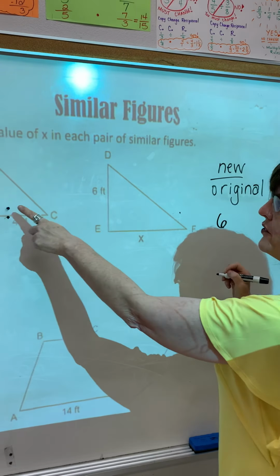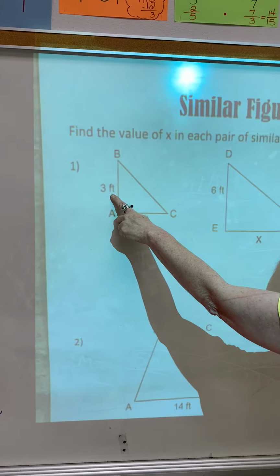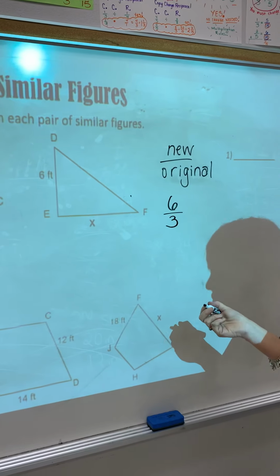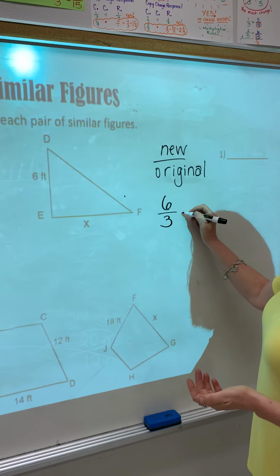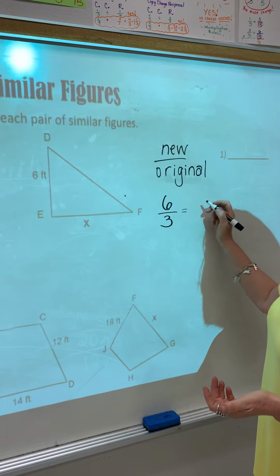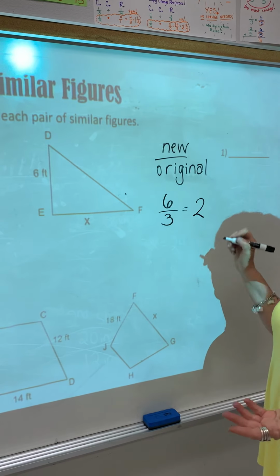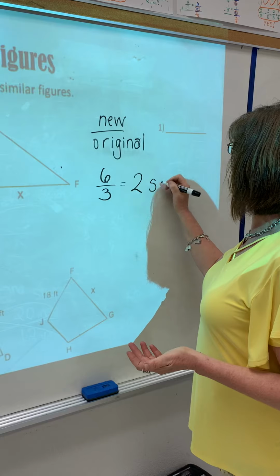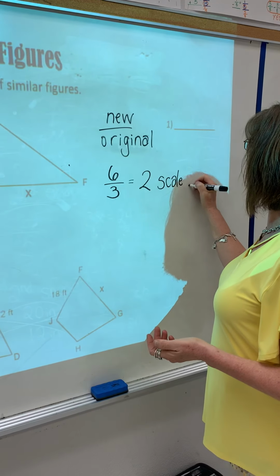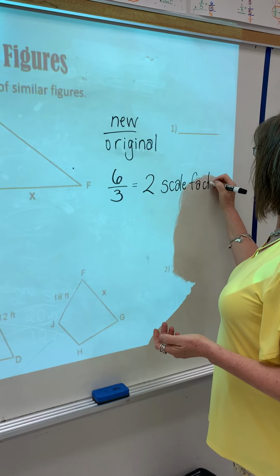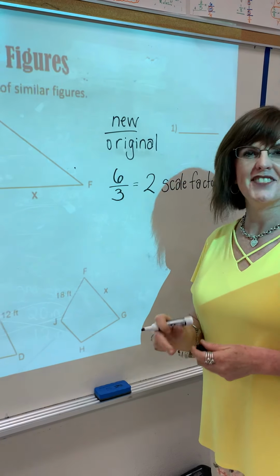And in this comparison, we're going to say 6 is new. And we're going to write it over 3, which was the original. Then I'm going to divide or reduce, and 6 divided by 3 becomes 2. So the scale factor difference in those would be a scale factor of 2. And that's just a real quick introduction into scale factor.